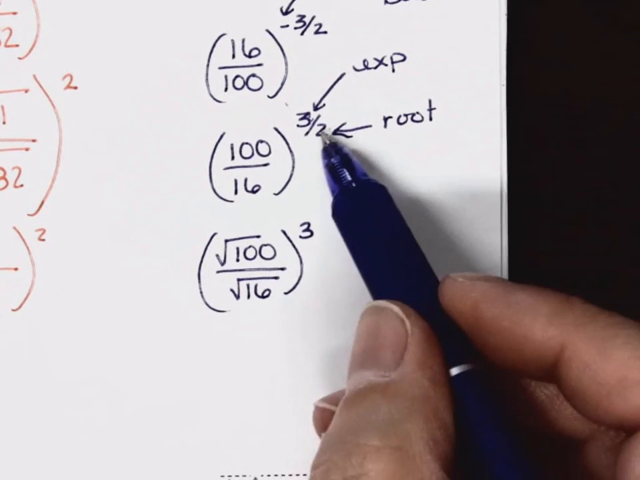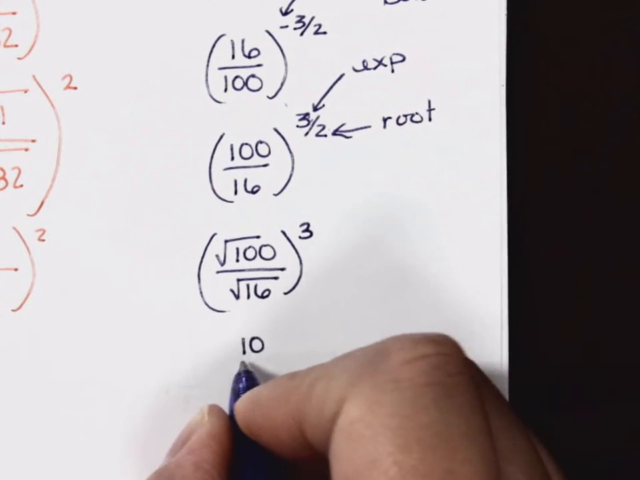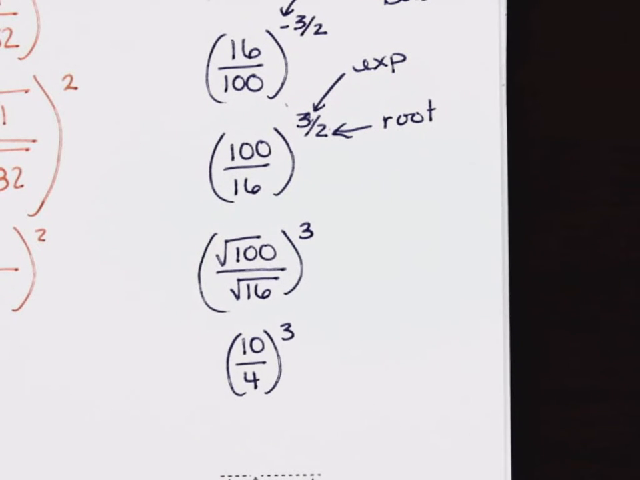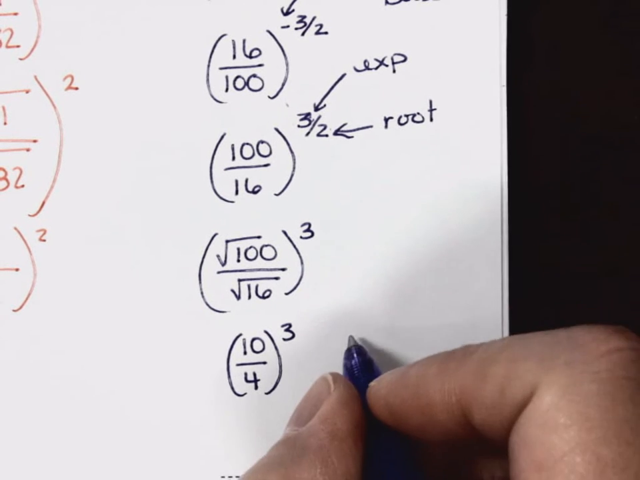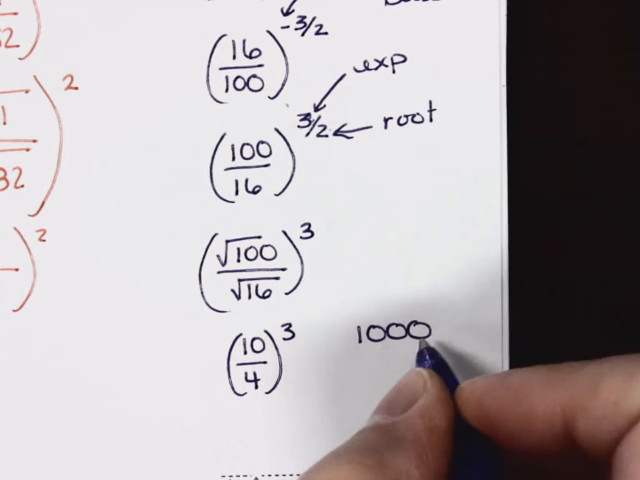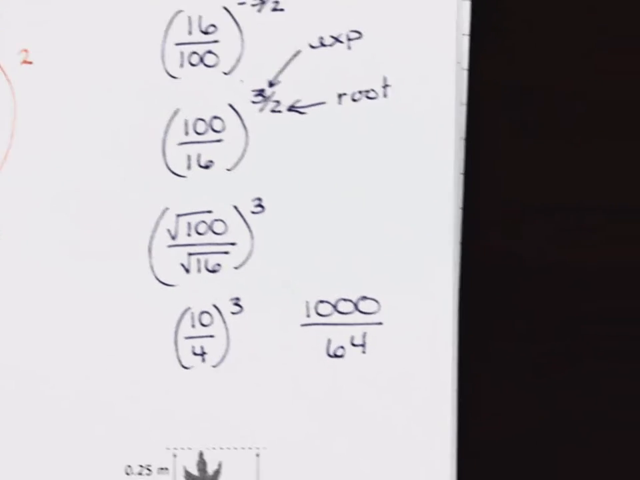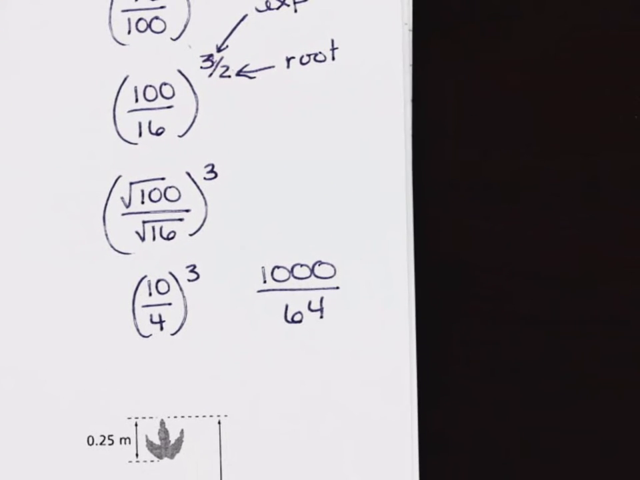So my root was applied and I put it in root form. So I've got 10 over 4 cubed. That's a lot, man. What's 10 cubed? 1,000. Is it 1,000? 10 cubed equals 1,000. Yeah. And what is 4 cubed? 64. Could I reduce that? Is it 64 over 1,000? It is.